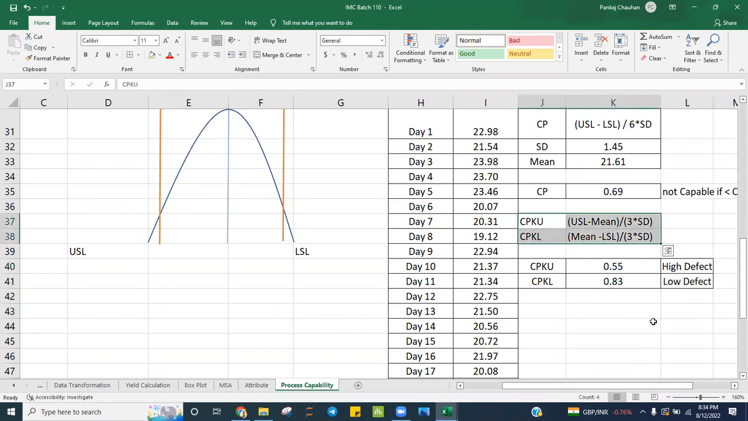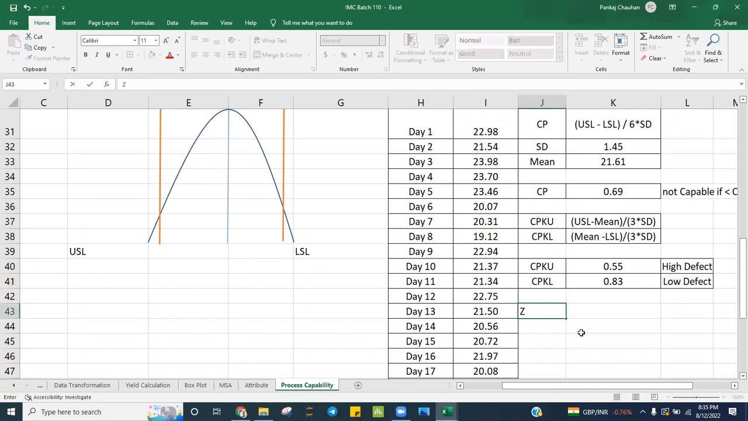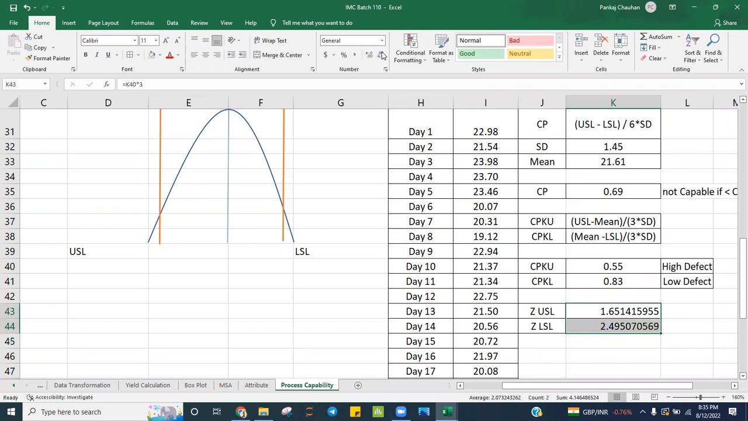If you want to convert this capability value into sigma, which means Z value, so Z is sigma, Z USL and Z LSL. I was telling you the sigma to capability ratio is 6:2, which means 3:1. So if you multiply the CPKU value you got by 3, you get the sigma level on the upper side. And if you have the CPKL, you multiply by 3, you get the sigma level on the lower side. Okay.